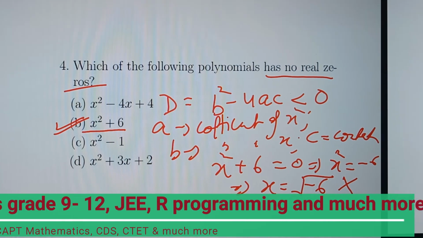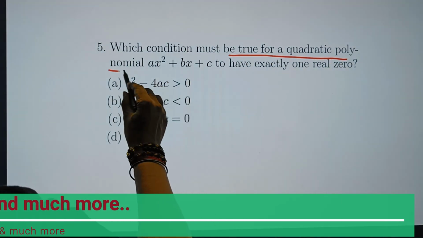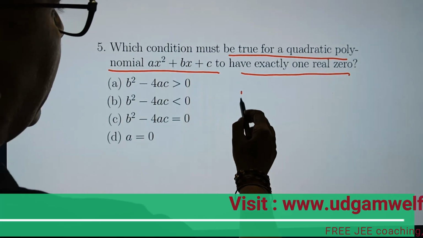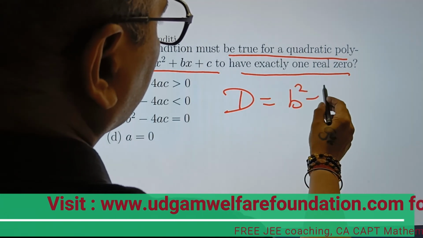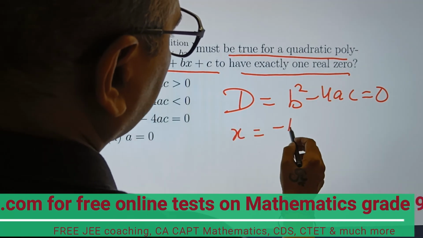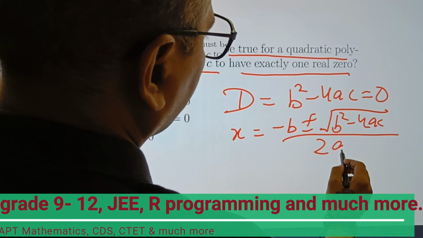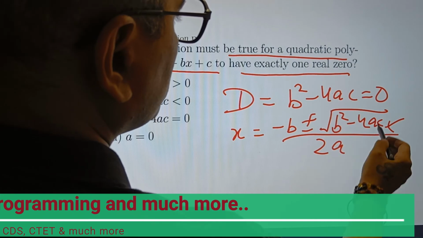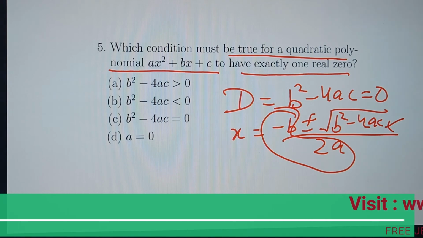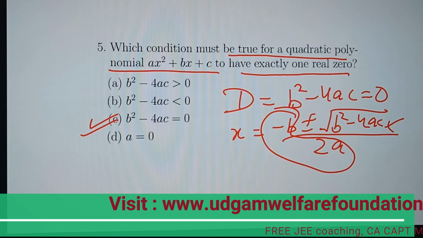Now let's move towards question number 5. So student, this is our question number 5, which states: which conditions must be true for a quadratic polynomial ax square plus bx plus c to have exactly one real zero? As we know, if your discriminant b square minus 4ac is equal to 0, that means in the quadratic formula, which is minus b plus minus root over b square minus 4ac upon 2a, if this term is 0, then you will have only this particular number. That means it is going to give you only 1 zero. Very simple. So here we have option number C, which matches our concept, that is b square minus 4ac is equal to 0.